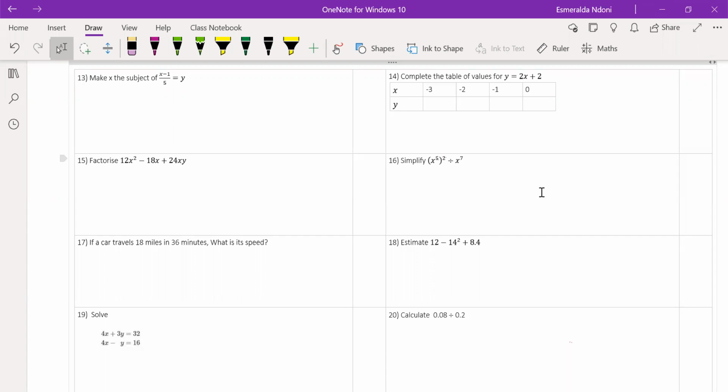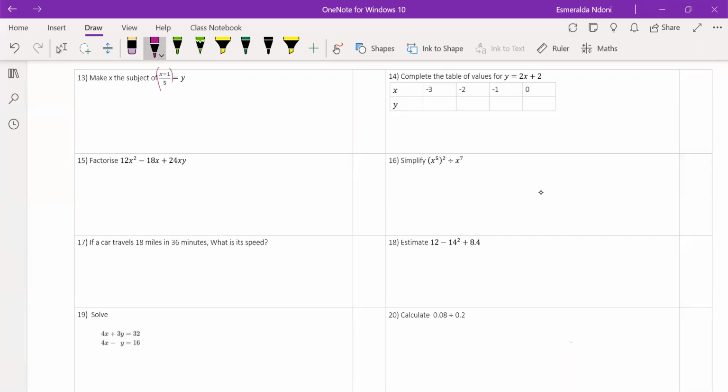Question 13. Make X the subject. So to make X the subject, we get X on its own. And to do so, we need to eliminate the 5. So to eliminate the 5, it's a division here. We multiply by 5 on both sides because successful elimination is done with an inverse operation.